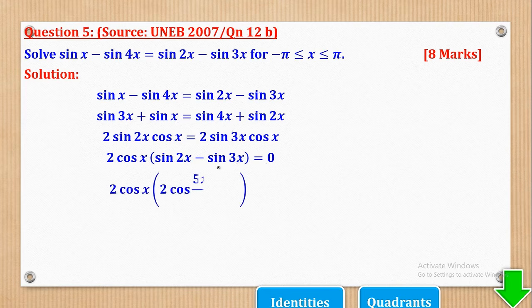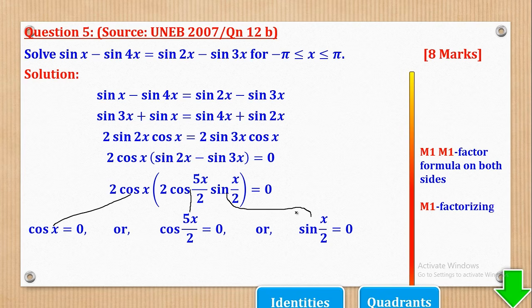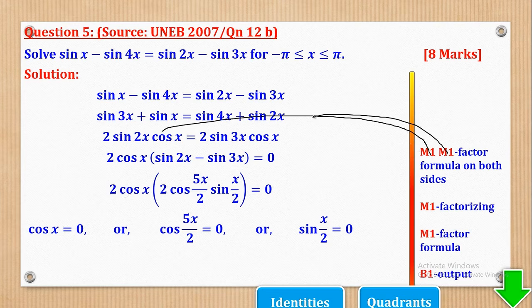The next is to realize that this one factor formula can work. So when factor formula works for this, we'll come up with this. So that means that either cos x is 0 or cos 5x over 2 is 0 or sine x over 2 is 0. So before I go to the next slide, let's see how marks can be awarded for this slide. So M1 for factor formula on this side, another M1 for factor formula on this side. Then M1 for factorizing, and M1 for another factor formula here, and B1 for this output.